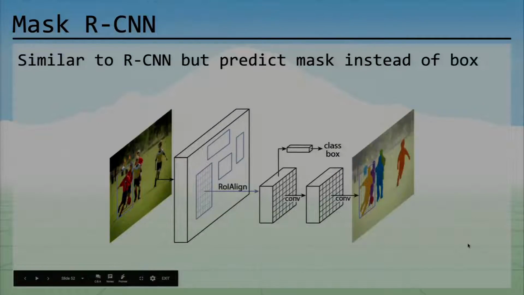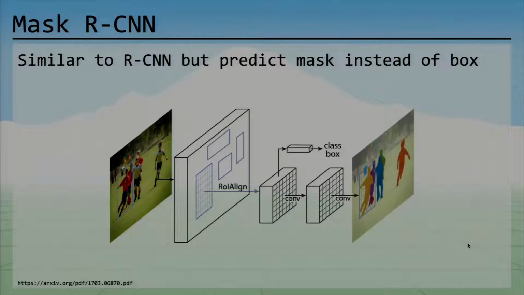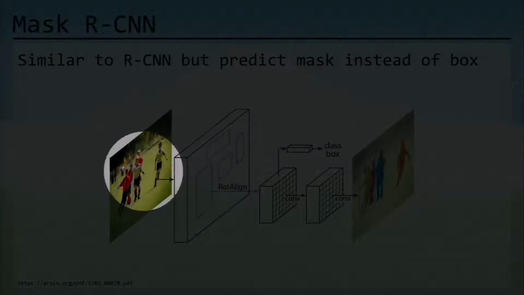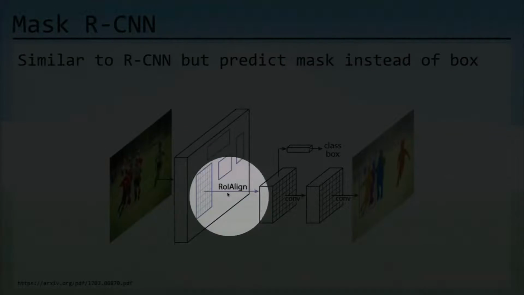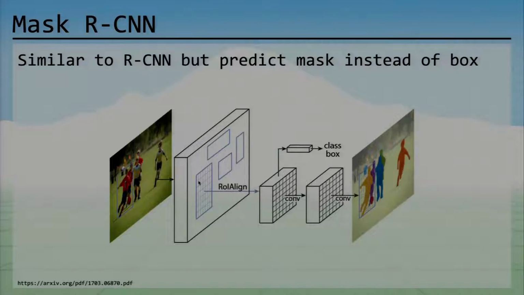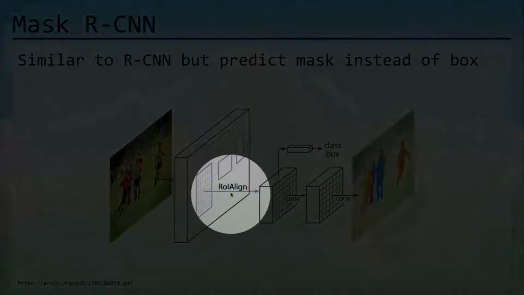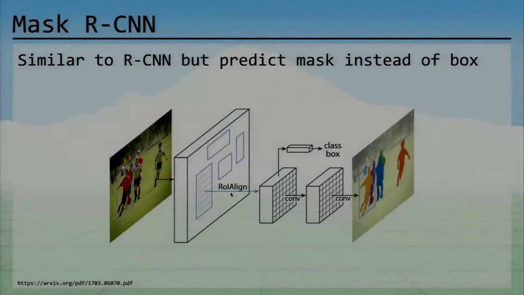There we go. OK, so Mask RCNN is basically very similar to RCNN, but we're going to predict this mask instead of the bounding box. So we're still having this whole network that basically does the region proposal stuff and predicts this feature map. We're still going to do region of interest align. And this is actually where ROI align came from, was this Mask RCNN paper.